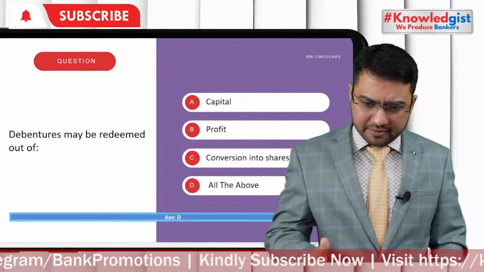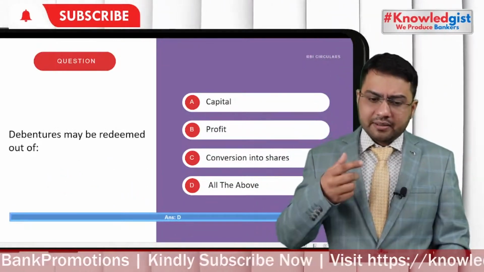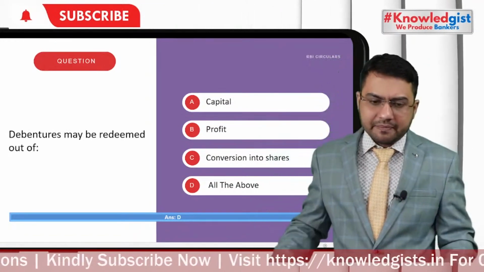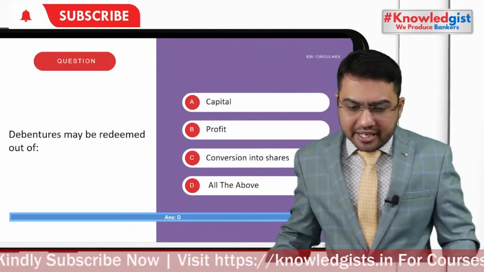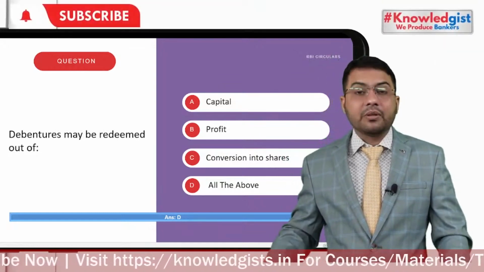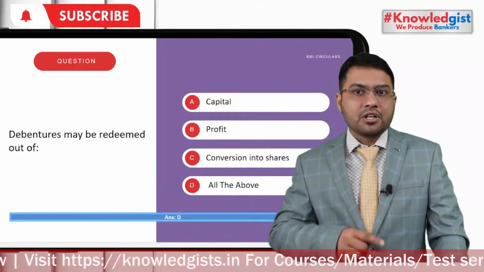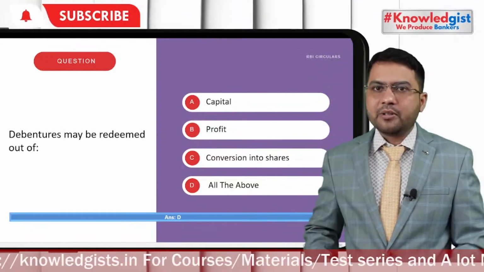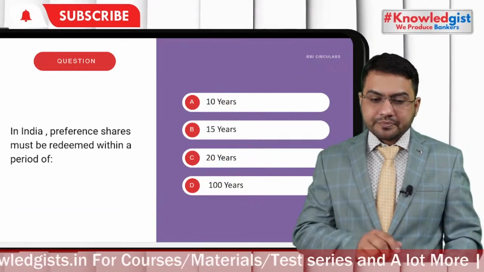It can be converted or redeemed to capital. It can be, because when you buy debentures, the company gets capital, and it can be redeemed out of the profit. It can be converted into shares, convertible debentures. There are debentures which are convertible to shares, so by all the above means it can be converted.